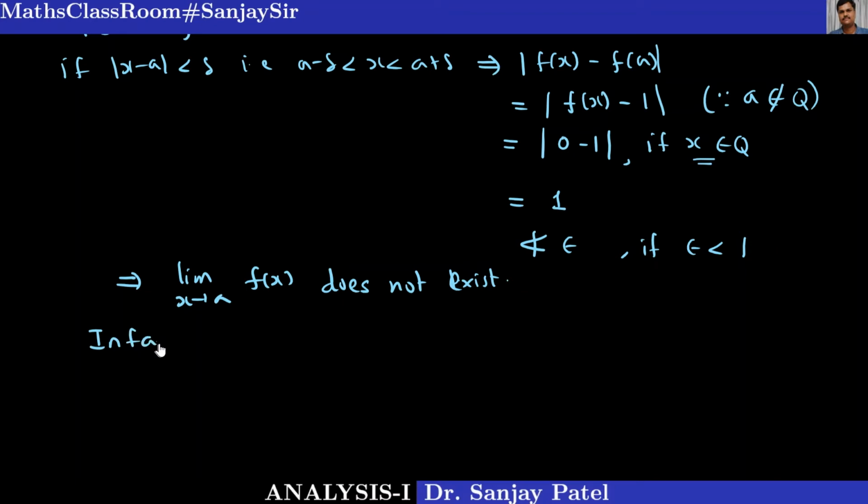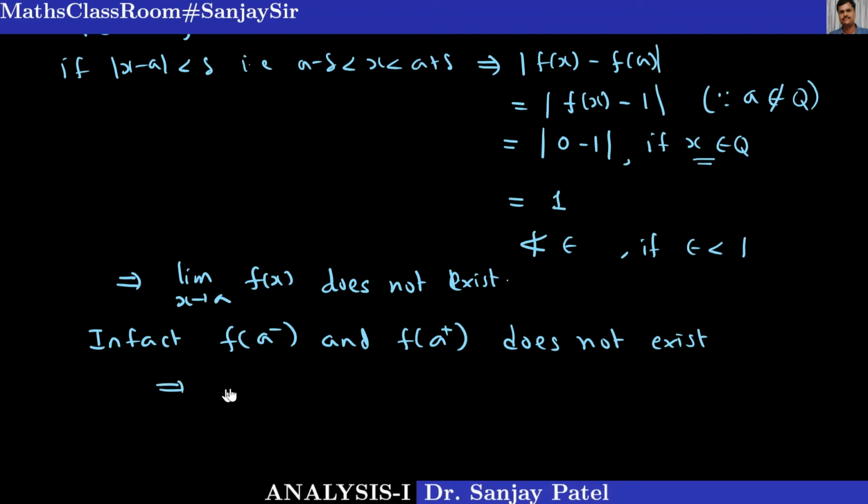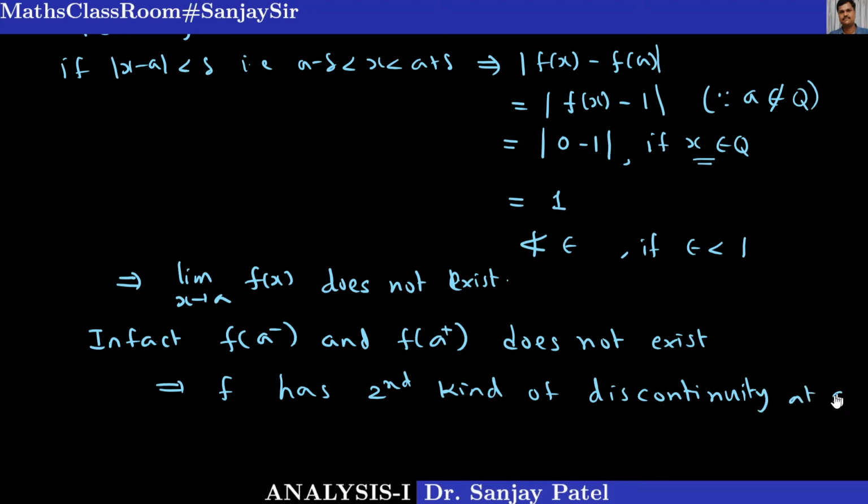In fact, f of A minus and f of A plus does not exist. So left limit and right limit does not exist means the function has second kind of discontinuity. F has second kind of discontinuity at the point A. So what we have proved, whether you take rational or irrational, the function is discontinuous.